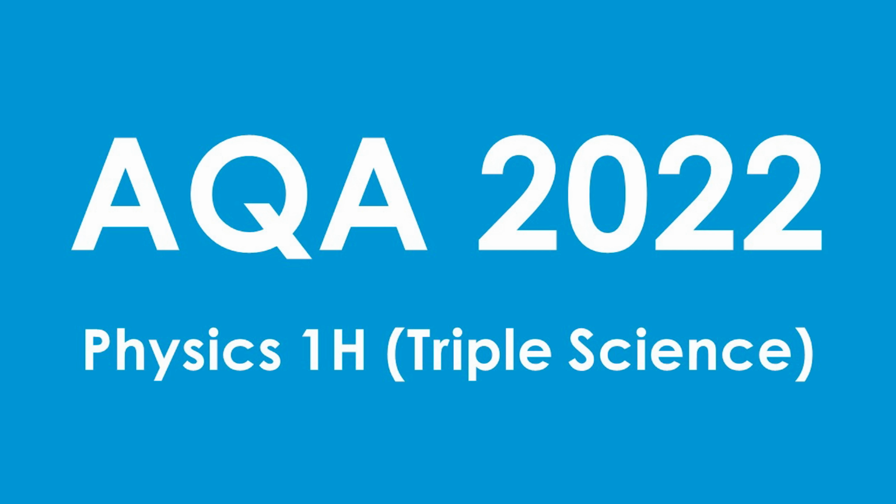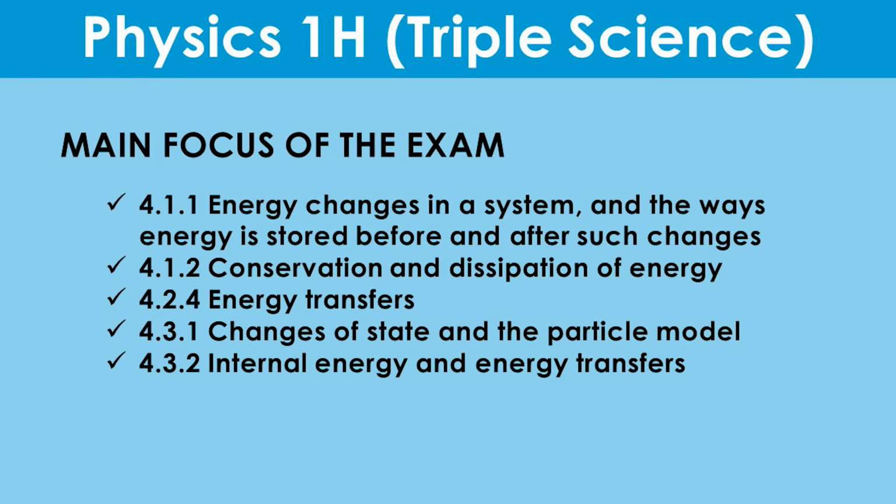So the content in this video is specific for students doing Physics Paper 1 for AQA in 2022, and that's those who are doing Triple Science. If you want to do Trilogy, I've got another video all about that. Now, in terms of the video, I'm just going to go through a bit of revision on the following topics. We've got energy changes in a system, conservation and dissipation of energy, energy transfers, changes of state in the particle model, and internal energy and energy transfers. So quite a lot about energy here.